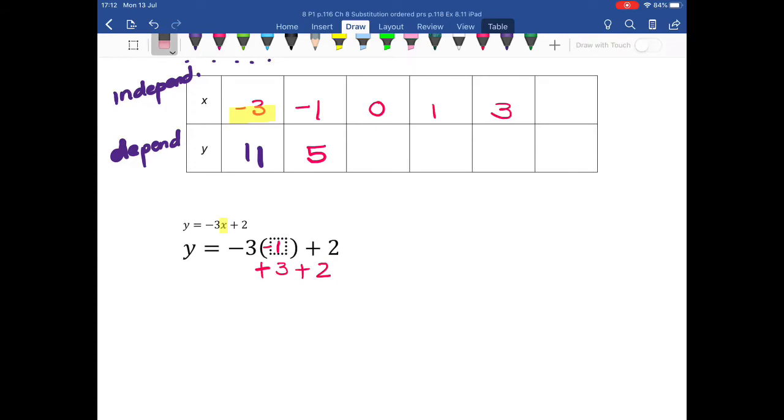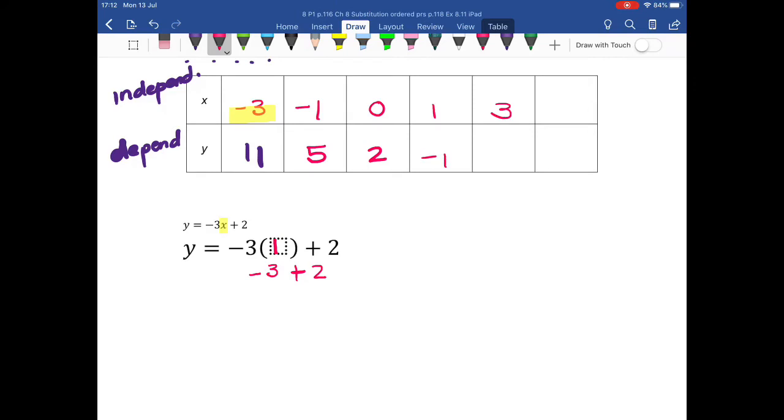Now I'm going to change my x value, and that's why x is called a variable, because I can change it. Whatever I change it to is going to change the outcome. So the input is 0. -3 times 0 is 0. 0 plus 2 is 2. So when x is 0, y is 2. Now I'm going to fill in my 1. So when x is 1, a negative times a positive is negative. 3 times 1 is 3 plus 2. So -3 plus 2 will give me -1.